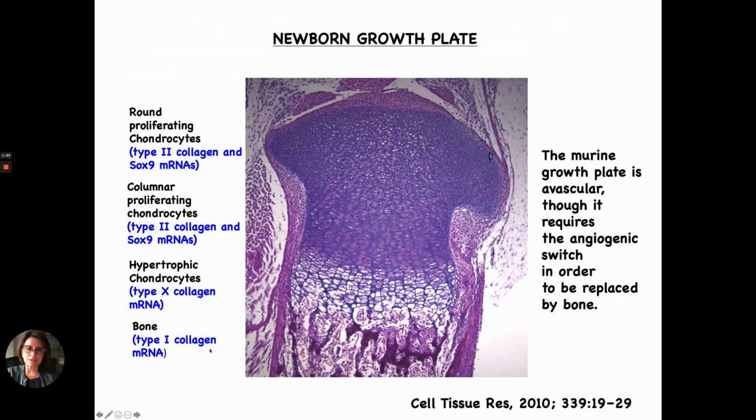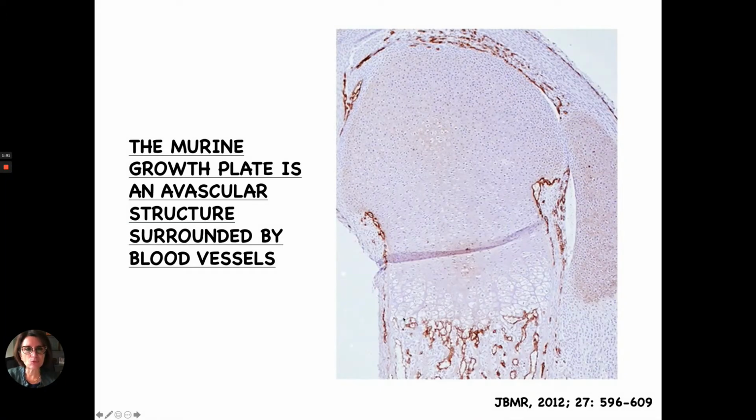Now, the developing growth plate is a unique structure because it's mesenchymal in origin, but despite being mesenchymal, it's avascular for most of its length, though it requires the angiogenic switch in order to be replaced by bone. This is an immunohistochemistry for CD31, that is a marker of endothelial cells. And as you can see, blood vessels are all around the growth plate, but they do not penetrate.